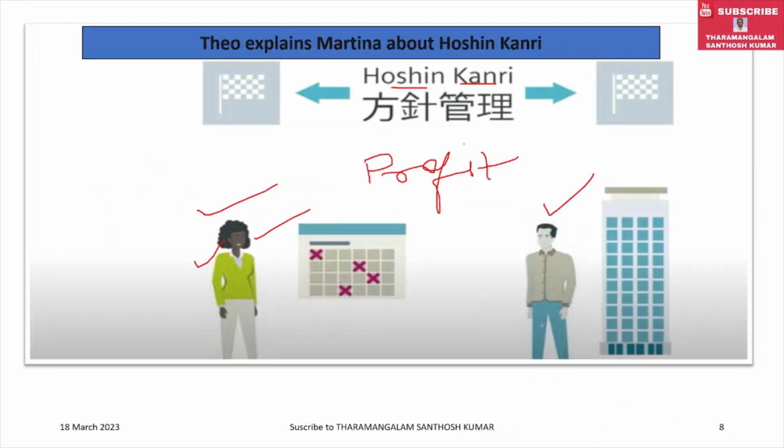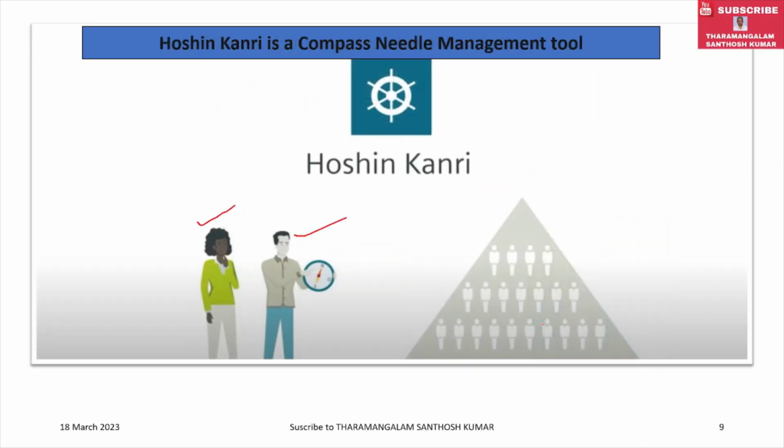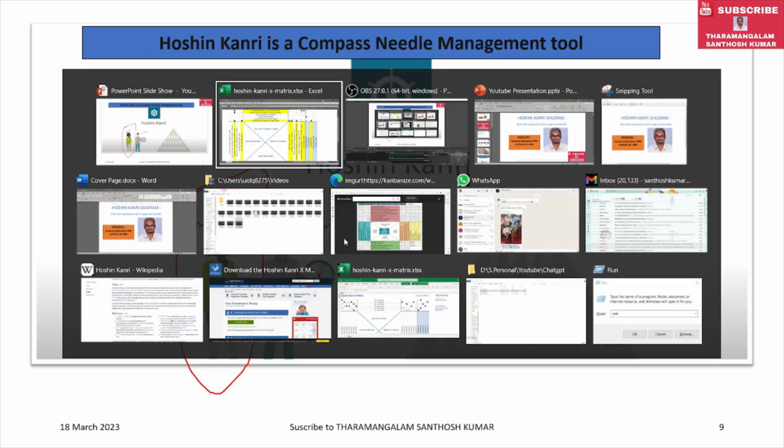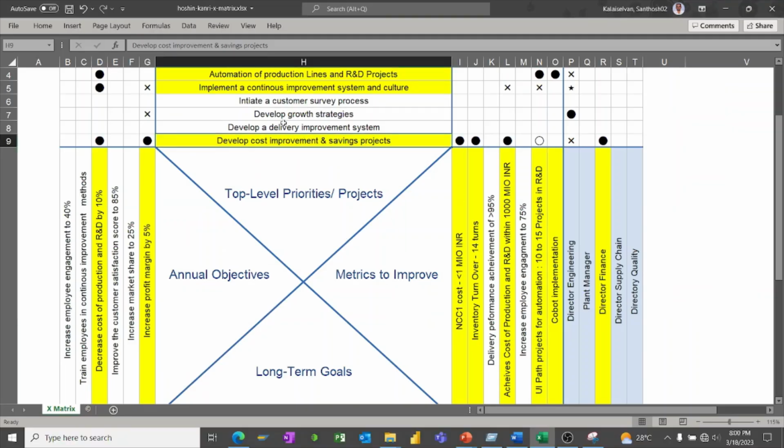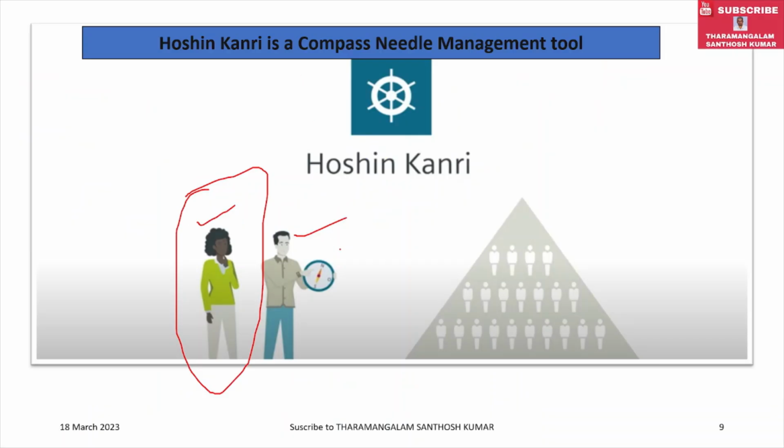Okay, so now with this compass needle management, Martina understands her projects, and she started working for the annual objectives of the company by doing the projects which I explained here. She started working on cost improvement and saving projects, continuous improvement system culture, and automation. She started working on that.